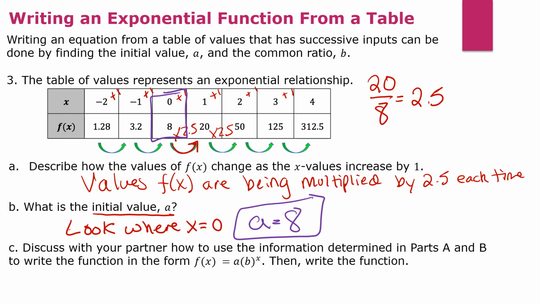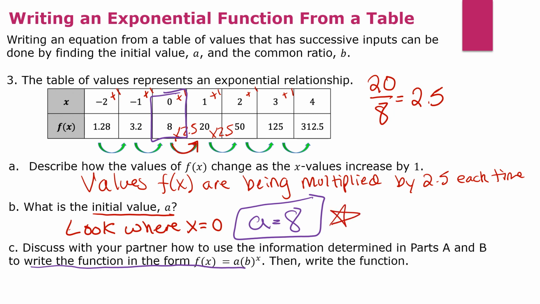So for the last one, part C, we're just going to write our function. I think on your notes it just says write the function. So we're going to write our function in our form. We need to figure out what B is. Now B is your common ratio. We know A is 8. We got that right here in part B.